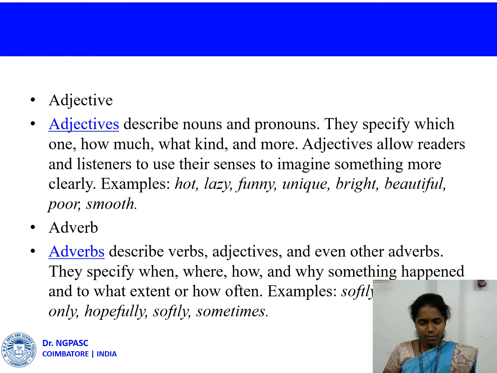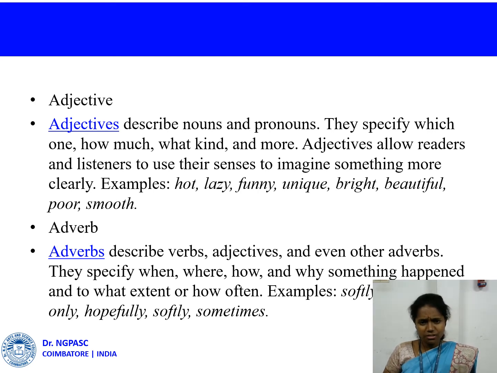Moving on to the next one, adjectives. Adjectives describe nouns and pronouns. They specify which one or how much, what kind, and more. Adjectives allow readers and listeners to use their senses to imagine something more clearly. Example: hot, lazy, funny, unique, bright, beautiful, poor, smooth.